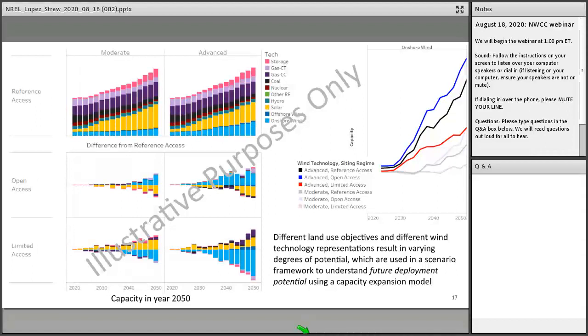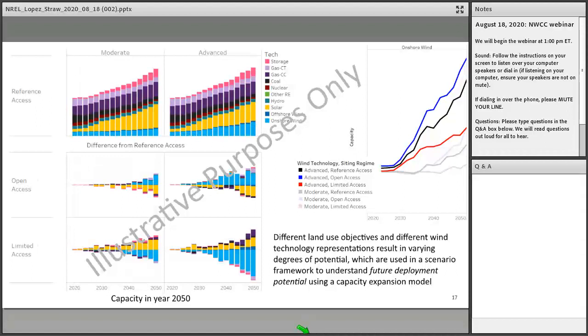So as you can see on the left graph, the columns represent different wind turbine technology advancements, while the rows represent supply curves with different siting regimes. Again, the reference, open, and limited access scenarios. A high-level takeaway from this graph is that siting regimes can influence the deployment of wind, either negatively or positively compared to our reference case. On the right graph, we can see this dynamic happening over time. The stricter the regime, the less wind deployment.